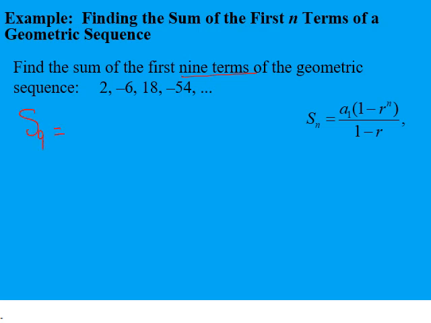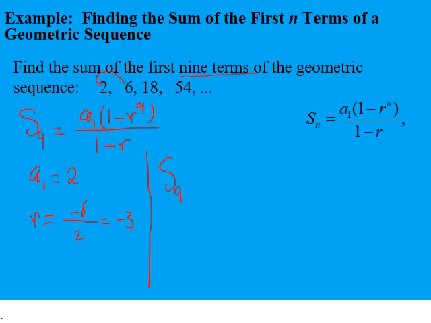So A1 times 1 minus r to the power of 9 over 1 minus r. First, let's define the first term, and it's clear for us that it's equal to 2. And to define the common ratio, I need to divide negative 6 by 2. So it's negative 6 divided by 2, which is equal to negative 3.